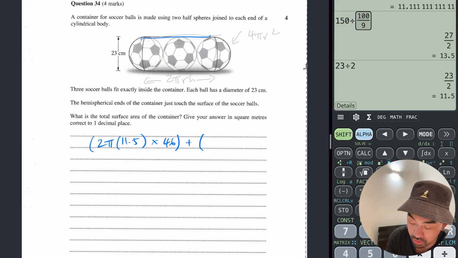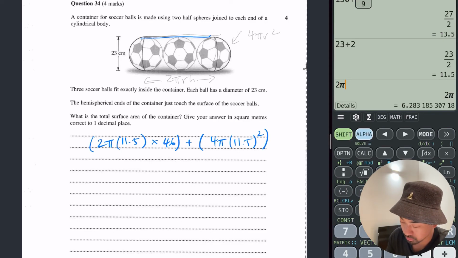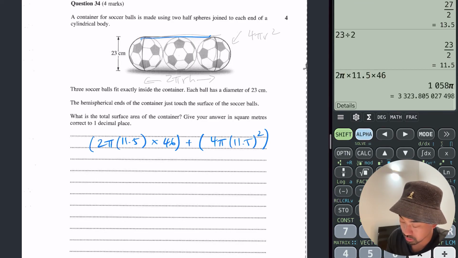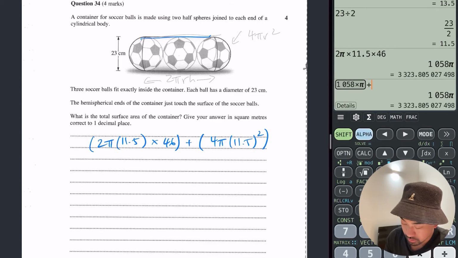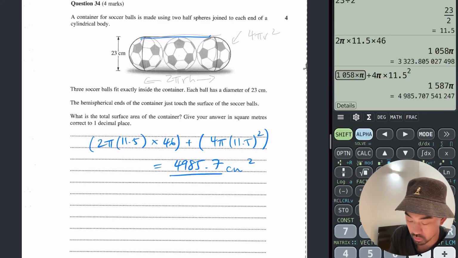And I need to add on the sphere, 4 pi times 11.5 squared. Pop that in the calc. Times 46 plus 4 pi times 11.5 squared. All right, so I think the area should be 4985.7 centimeters squared. All right, 35.